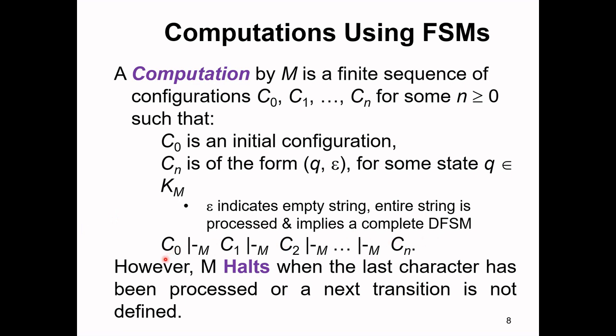That is, it starts with the initial configuration C0, which yields C1, C1 yields C2, and so on up to Cn. However, M halts when the last character has been processed or a next transition is not defined.